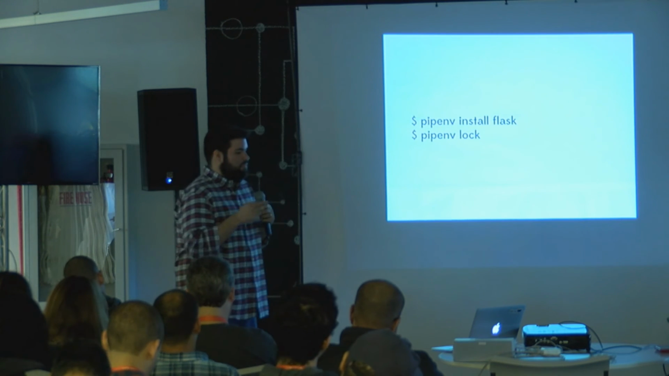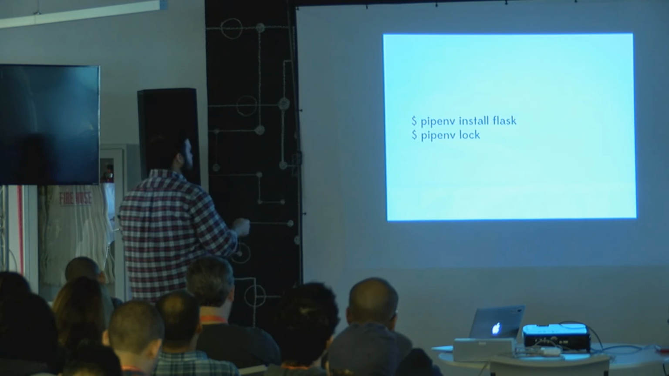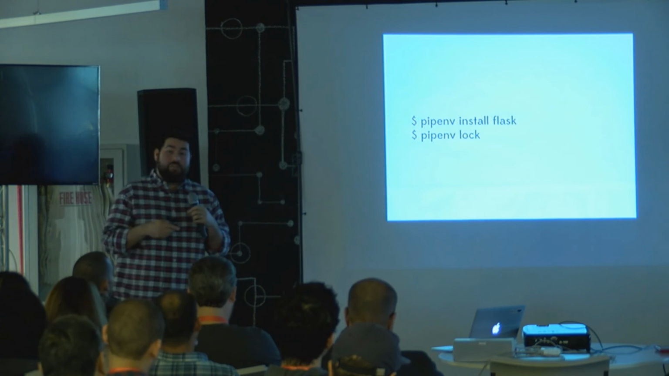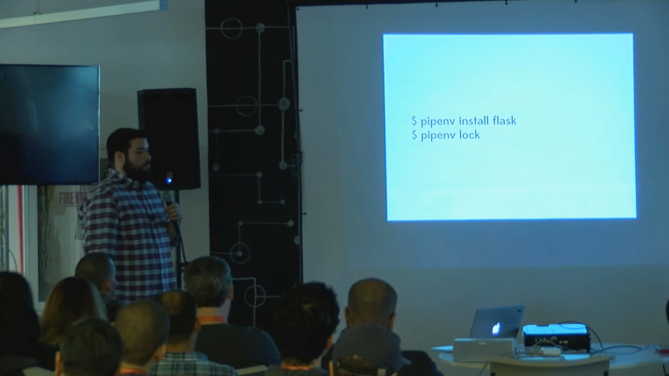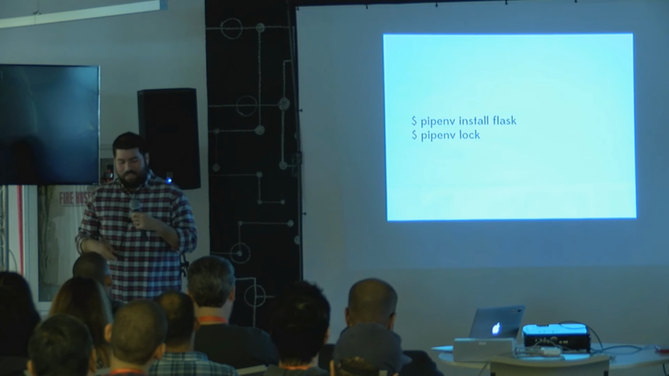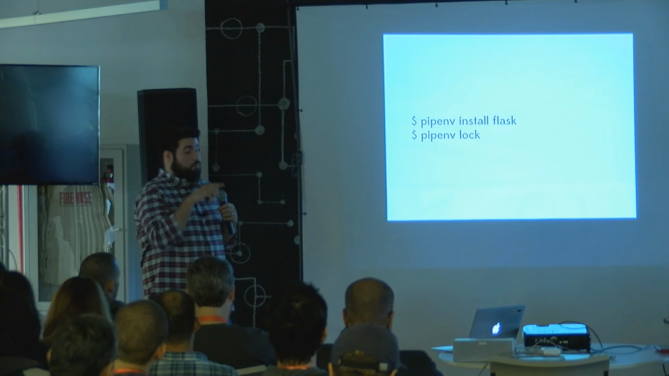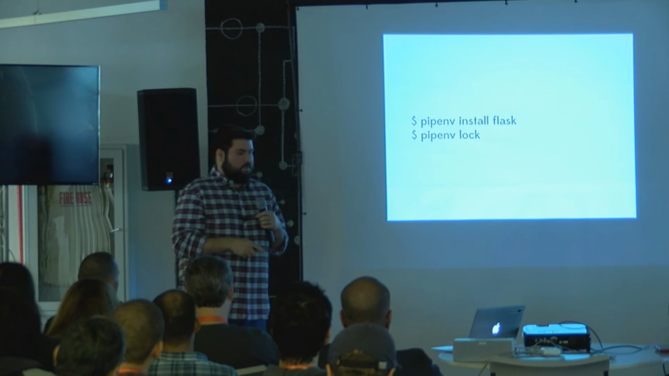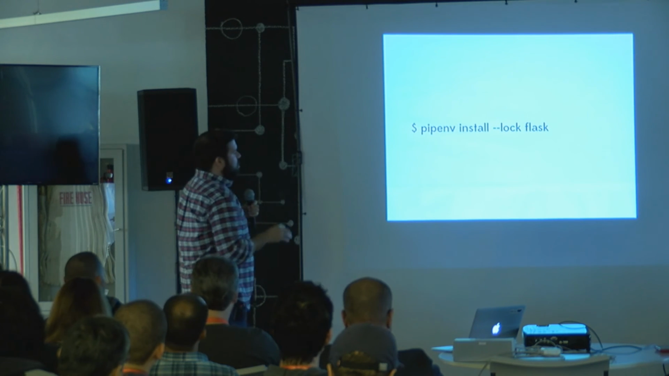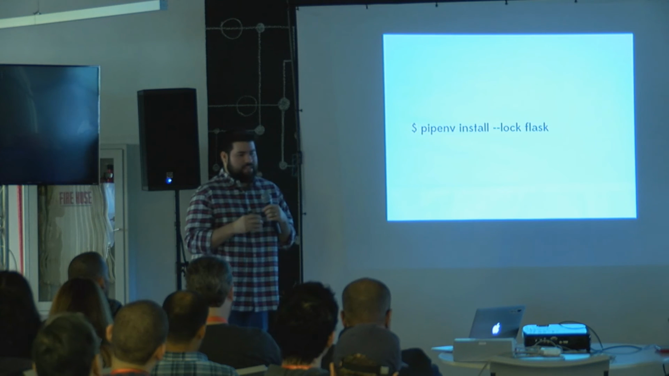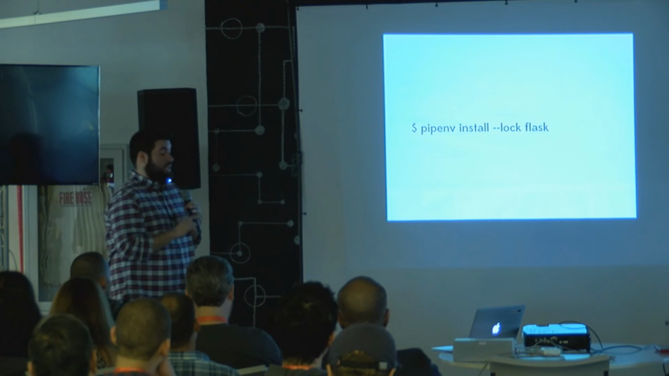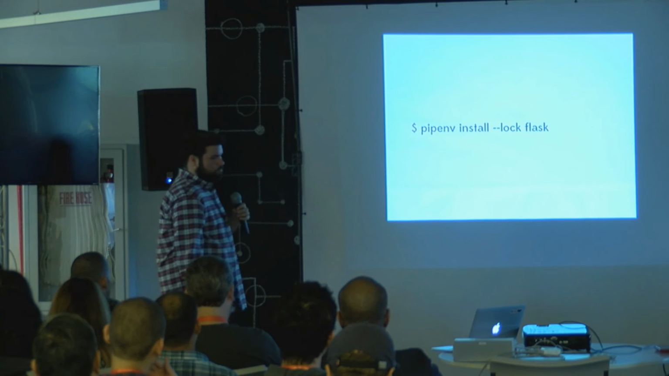So we can do pipenv install Flask, which will install our Flask dependency. It'll also add it to the Pipfile. Oh wait, sorry, and then we can do pipenv lock, which actually generates and updates our Pipfile.lock. There's also a one-liner, which I like. We can do pipenv install --lock Flask. This will install the package, update the Pipfile, and generate or update our lock file.